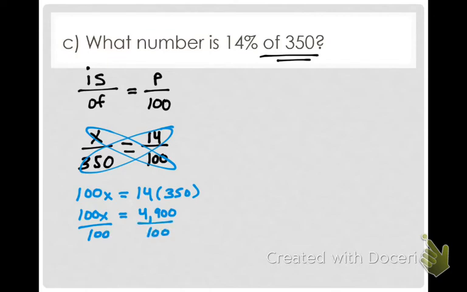Once again, there's an easy way to do this. You can get rid of the two zeros. 49 over 1 is 49. So when you go back to your question, it says what number is 14% of 350? The number is what? 49 is correct. How many of you got that correct on your own? Good job.